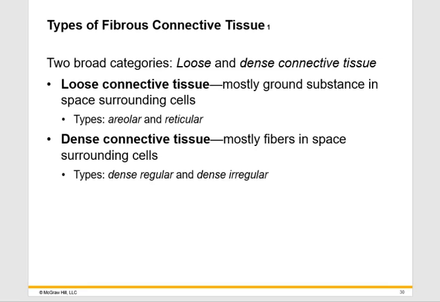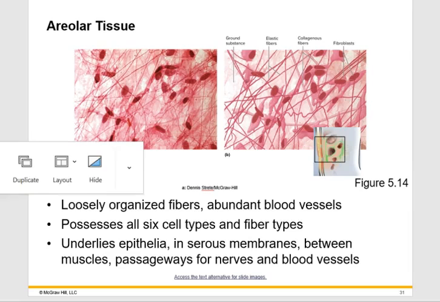So let's start looking at these different types of fibrous connective tissues. We categorize them as loose or dense. And just as the name implies, if it's a loose connective tissue, you're going to have a lot of ground substance with just very little fiber and cells. If it's a dense connective tissue, you're going to have more fibers, more cells, and less of that background ground substance.